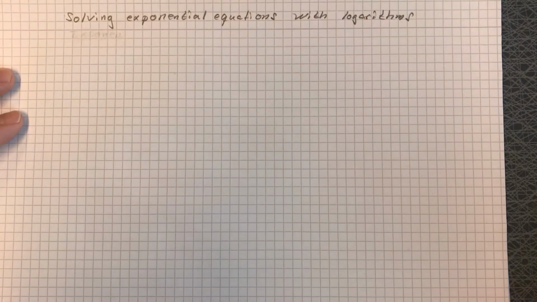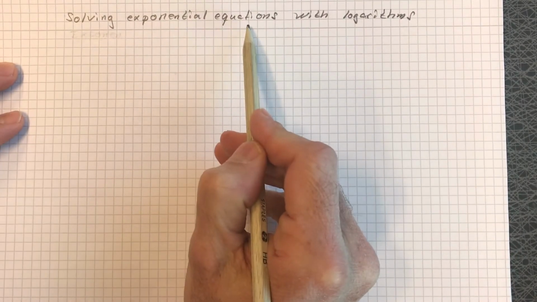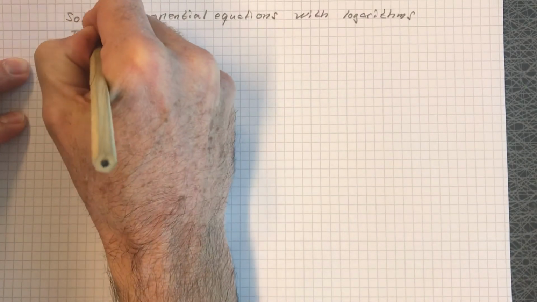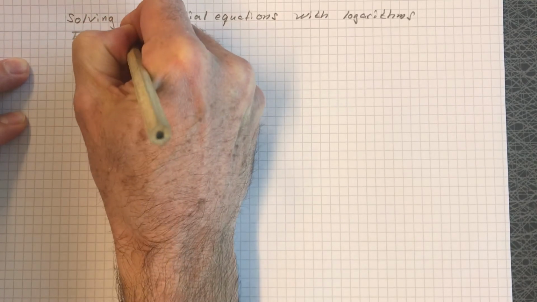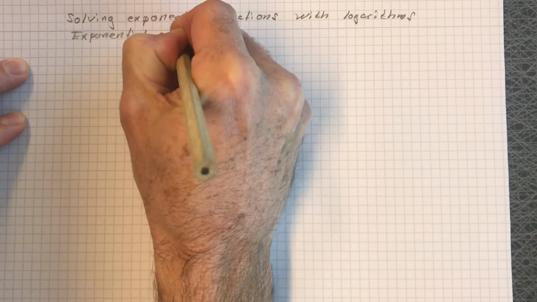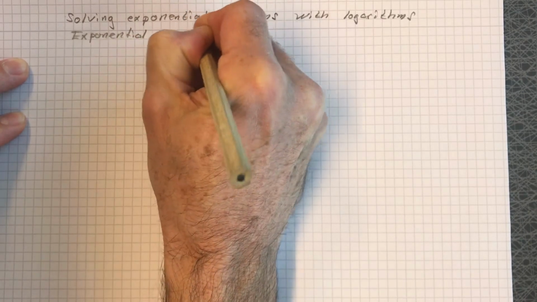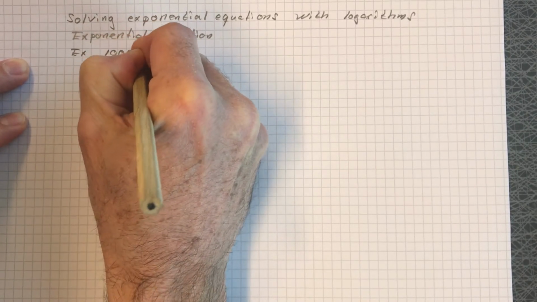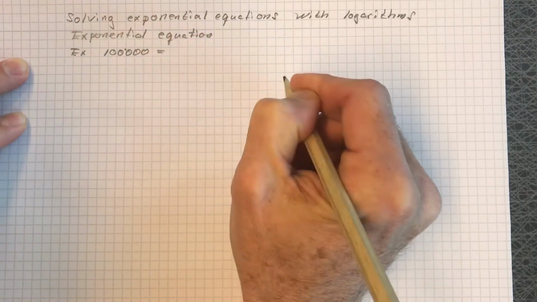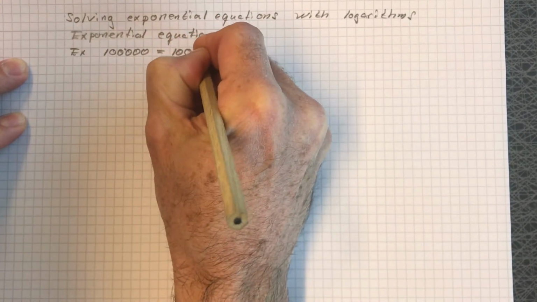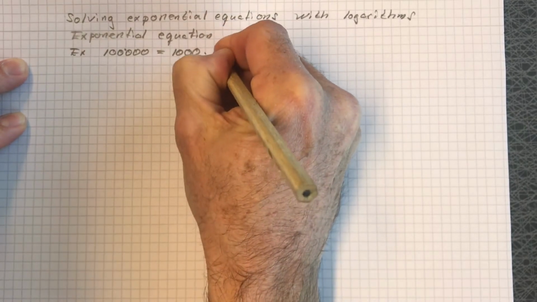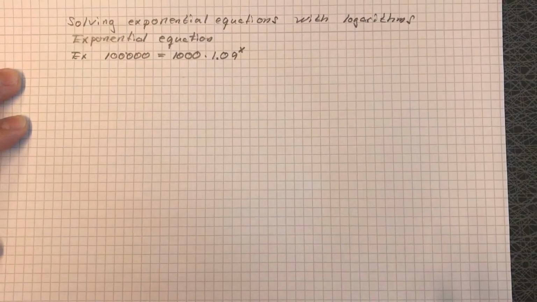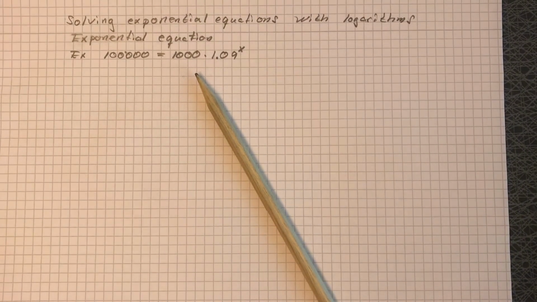So, what is an exponential equation? Well, I can show you with an example. Exponential equation. One example of it is this: 100,000 is equal to 1,000 times 1.09 to the power of x. This is a typical exponential equation.